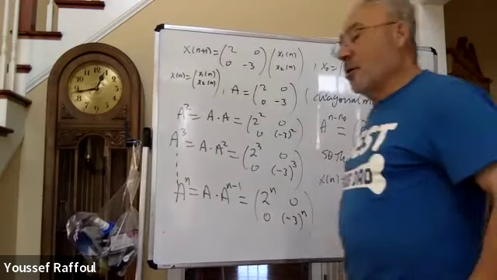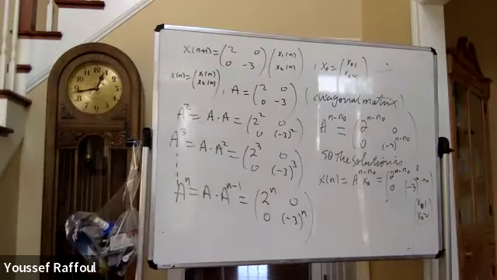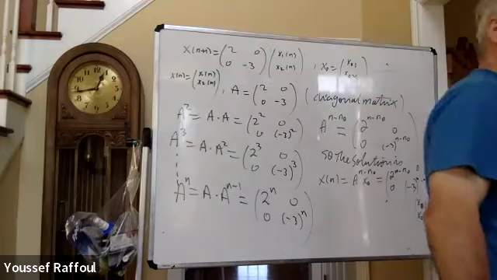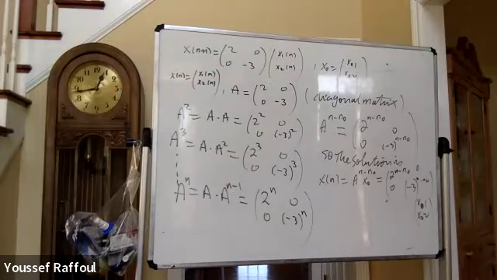But you can only do that. We were able to do this simple calculation because the matrix was diagonal. That means all off-diagonal entries are 0. Okay?